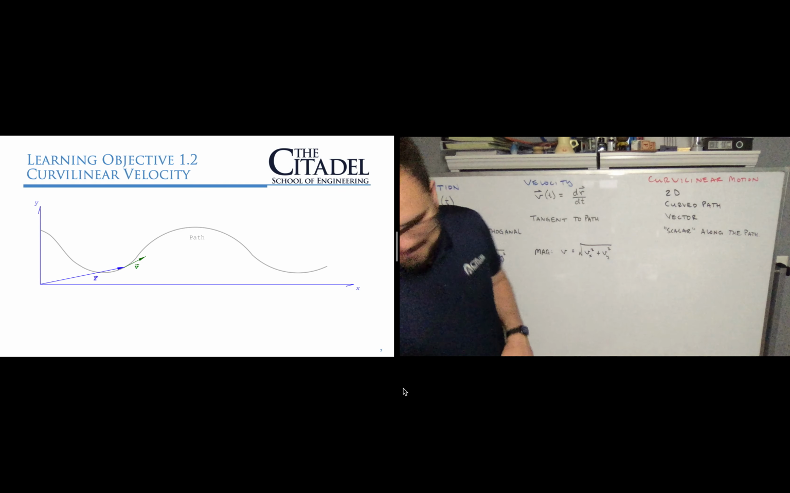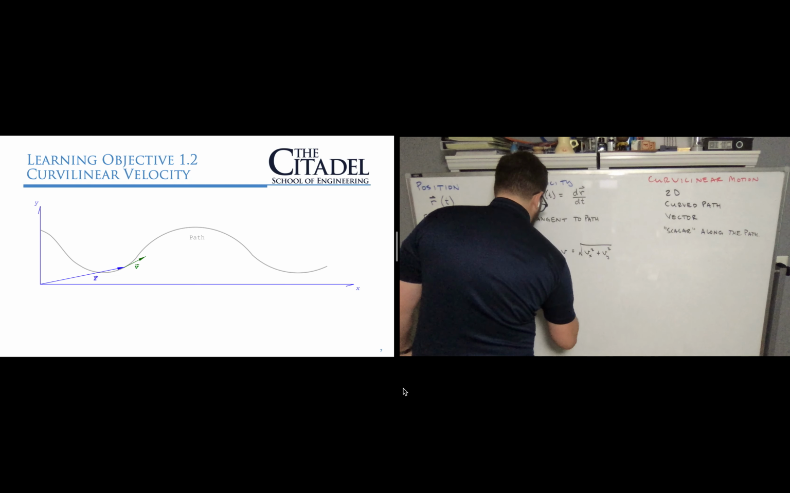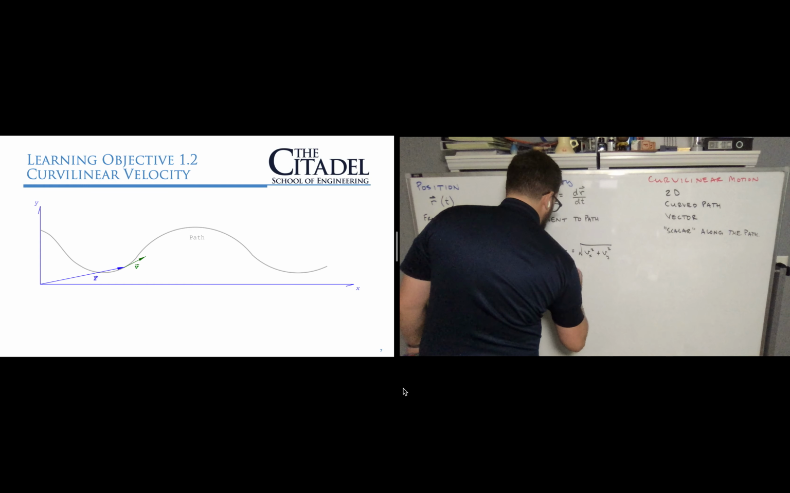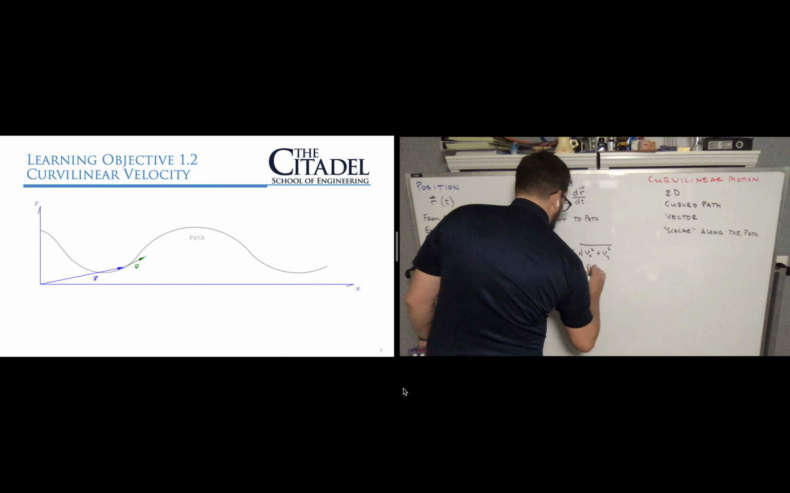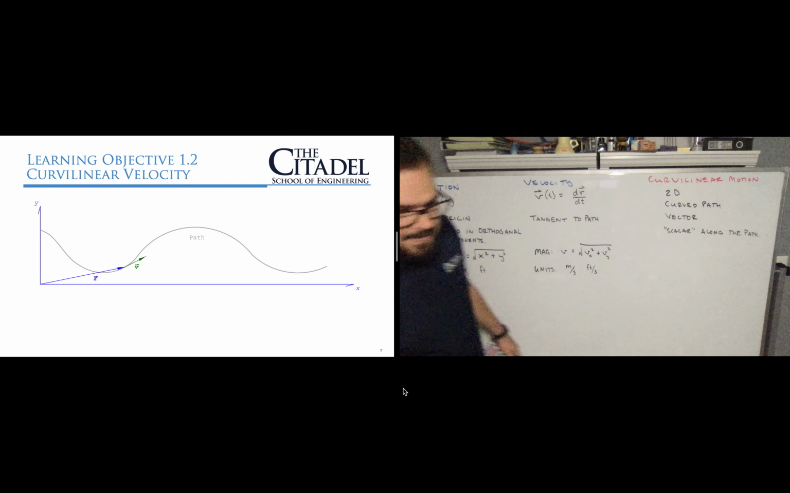All right, so we got that there. Our units will be the same as they were in rectilinear motion, so meters per second or feet per second as we go through that. So it's tangent to the path. So hopefully that's clear so far.